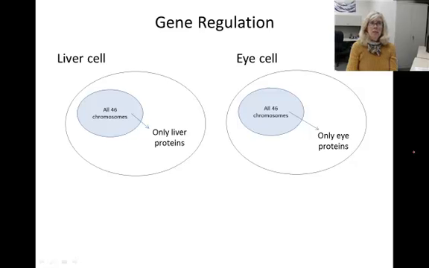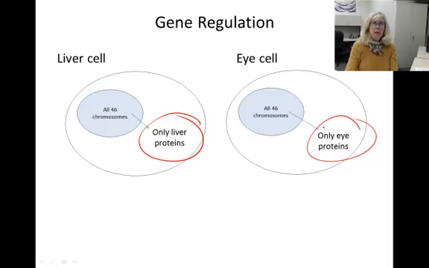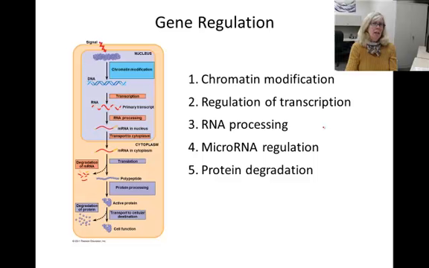While every cell has a full complement of DNA, only about 20% of genes in the genome are turned on in any one cell. Liver cells only turn on proteins needed for liver function, and eye cells only turn on proteins needed for eye function. How does this occur? The main mechanisms are these: chromatin modification, regulation of transcription, RNA processing, microRNA regulation, and protein degradation.